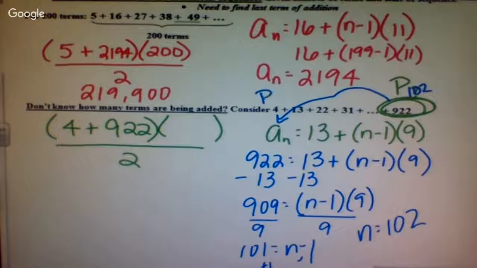If I'm going from P sub 0 to P sub 102, how many numbers do I actually have? 103. Where's the 103 coming from? 102 minus 0 plus 1, just like we did with the last ones. That gives you 103.